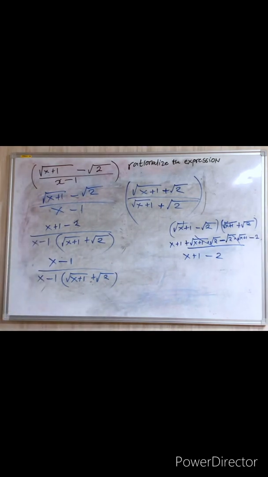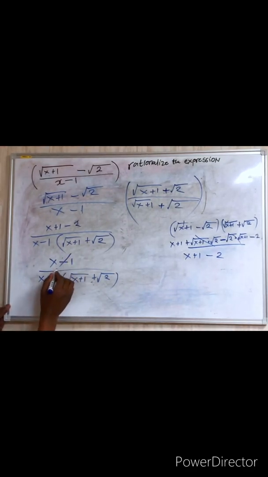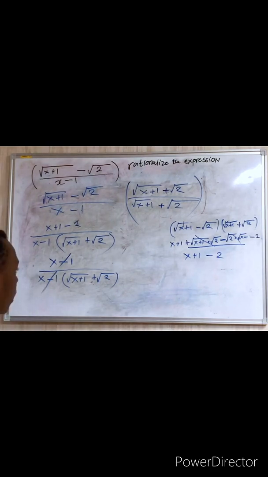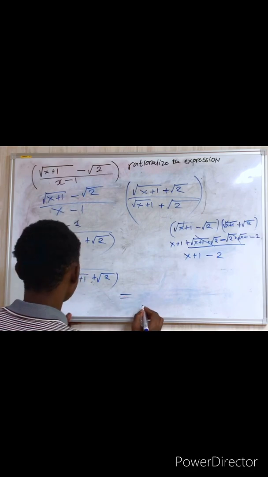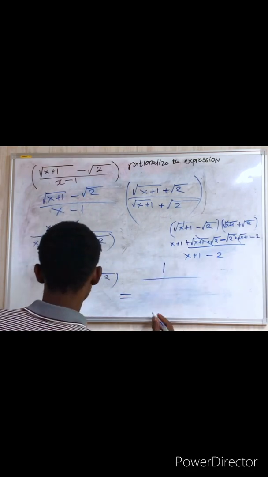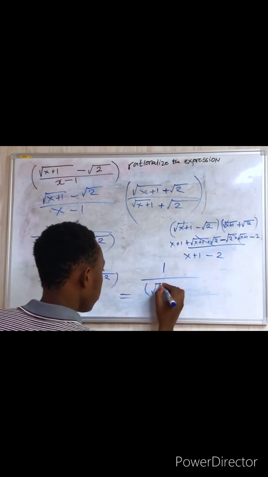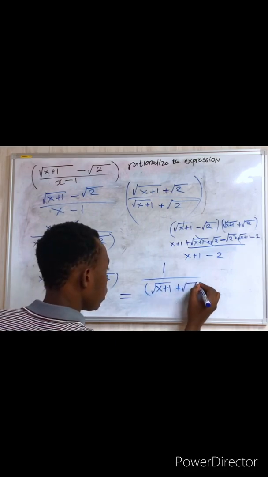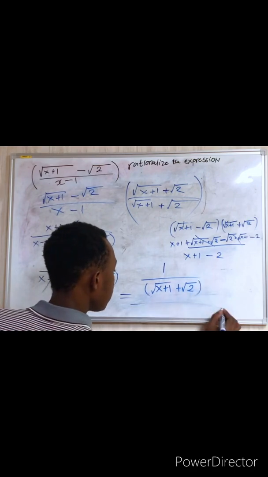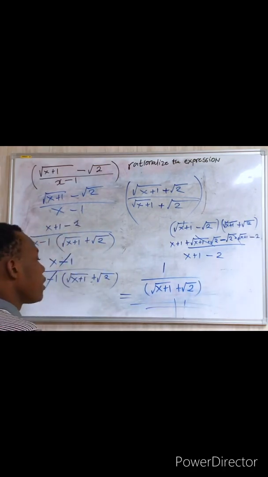When you look at it, on the numerator we have x minus 1, and on the denominator we have x minus 1. When you look at them carefully, you notice that they cancel each other. And what are we going to remain with? On top we're going to remain with 1, so our answer will be equal to 1 divided by open bracket root x plus 1 plus root 2. And this is your final answer, the rational expression.